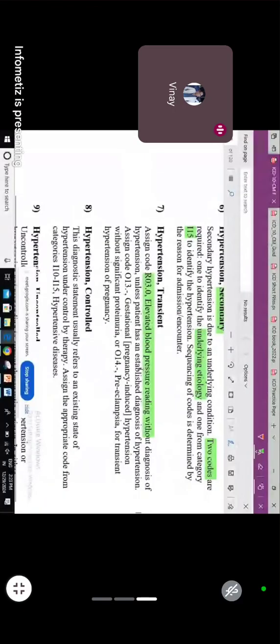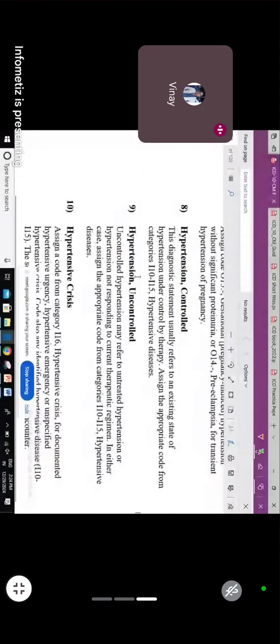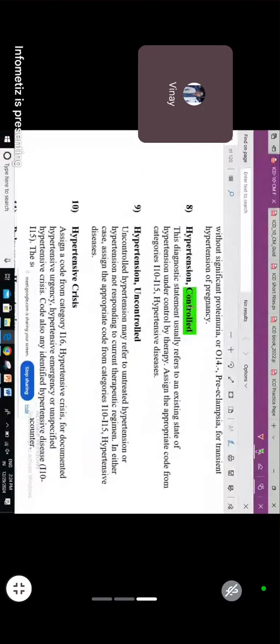This is the first thing I asked you. What is the difference between high blood pressure and hypertension? R03.0 is the high blood pressure code: elevated blood pressure reading without a diagnosis of hypertension. Controlled, uncontrolled, benign, malignant, all of this hypertension is I10 only. So no problem with controlled and uncontrolled.